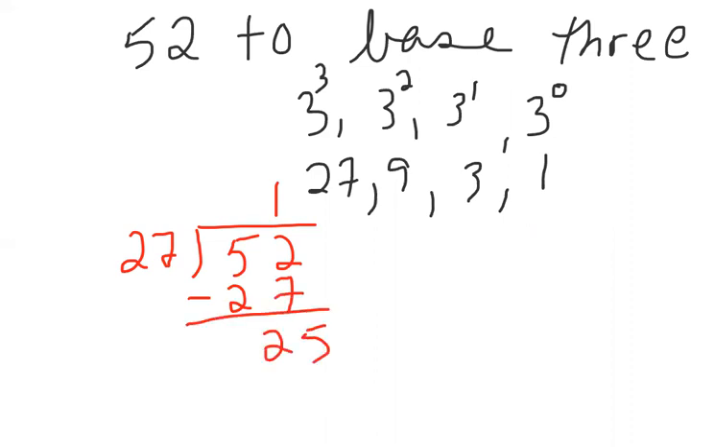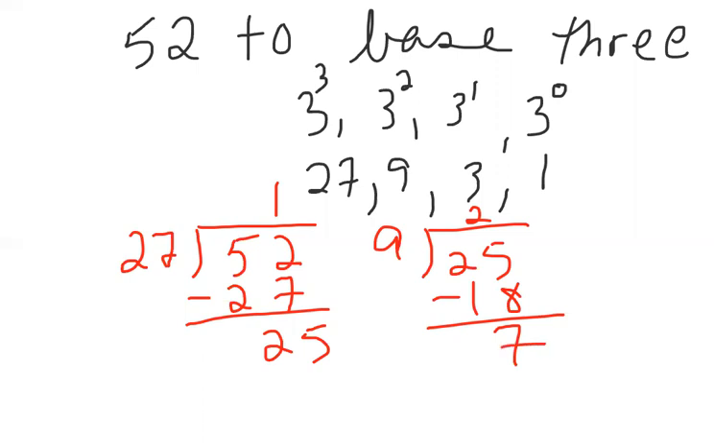Now we're going to go down to the next digit. 9 goes into 25. How many times? 2 times. 2 times 9 is 18. We subtract, that leaves us with 7. Now you go down to the next digit, 3. 3 goes into 7. How many times? 2 times. 2 times 3 is 6. 7 minus 6 is 1. So guys, we're done. Here's the answer.